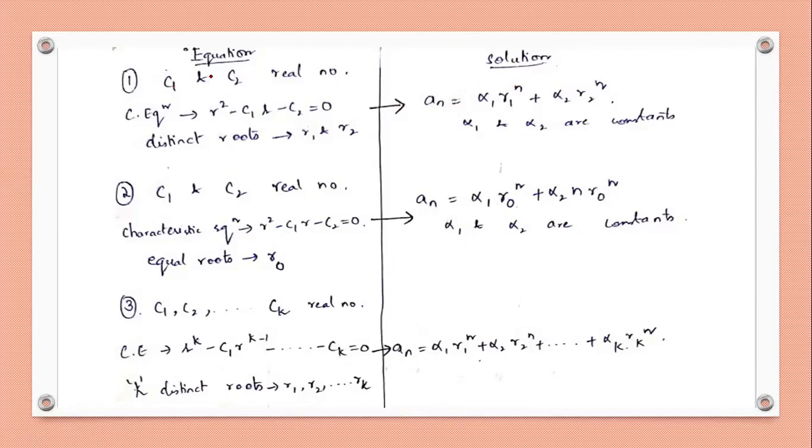So if you remember theorem 1, we have studied a long while ago. So I hope you go back to those topics and revise it. First and foremost, we have theorem 1. These 1, 2, 3 denote the theorem. So theorem 1: C1 and C2 are real numbers. In that case, our characteristic equation will be r square minus C1 r minus C2 is equal to 0.